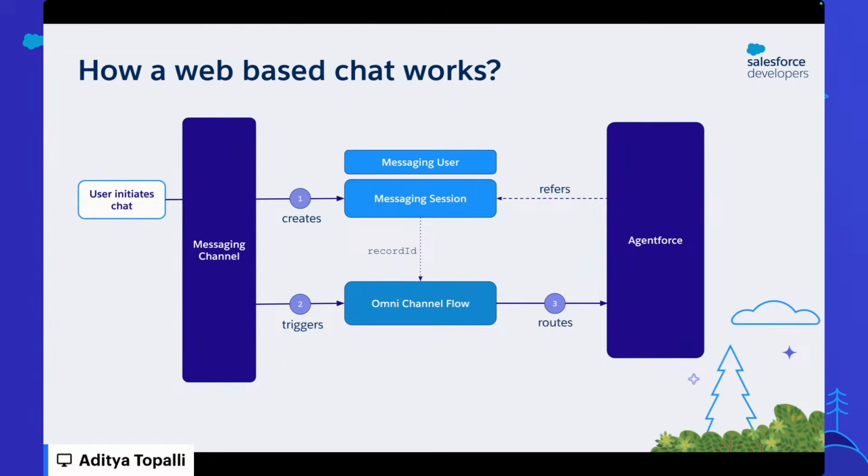In our case, we have configured the omni-channel flow to route it to Agentforce, which is why it routes the particular messaging session to Agentforce. Now, how does Agentforce have context of what is happening? How does it know who the user is? How does it know what session got routed to it? The Agentforce agent can actually refer back to a particular messaging session. So any details stored within the messaging session will be available to Agentforce. So that's how a web-based chat works.